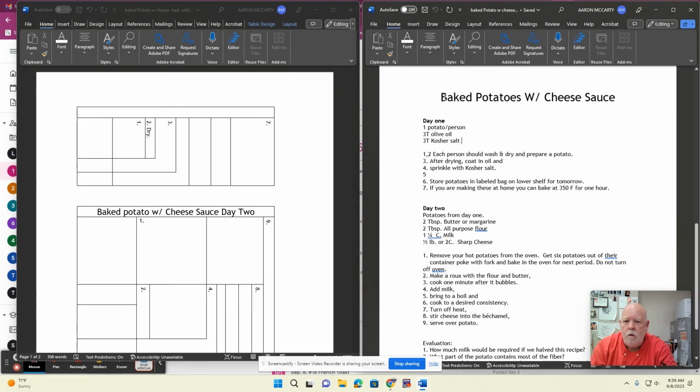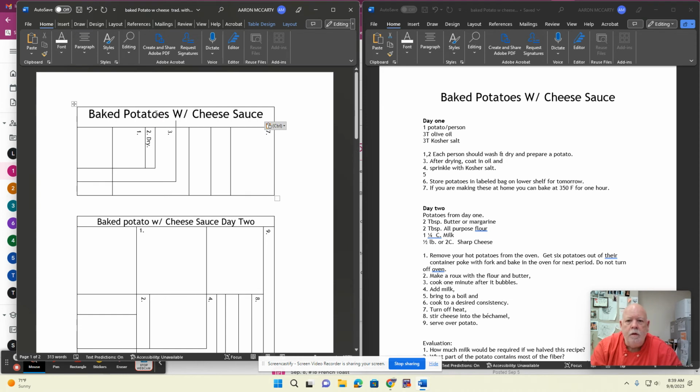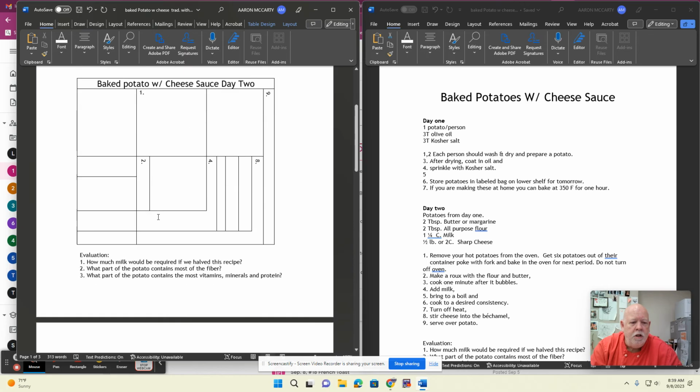So let's start with our title. Potatoes with cheese sauce. I'm going to copy it and paste it in the interest of time. There we go. Now, I have split this assignment into two recipes, one for the baked potatoes, one for the cheese sauce.